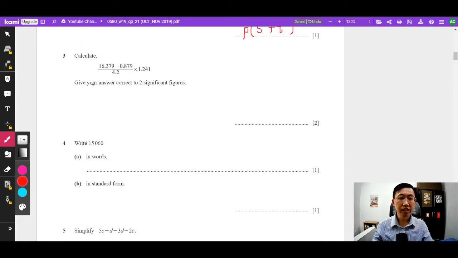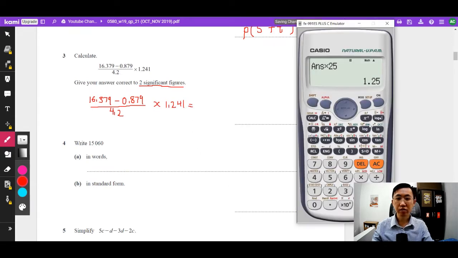Okay, let's go to question 3 right now. Calculate this, give your answer correct to 2 significant figures. I need to highlight or underline that I need to give 2 SF. I can see it is a 2 marks question, so we are going to copy the question. Minus 0.879 over, right, the whole thing 4.2 times 1.241, and then you get ready, equal.